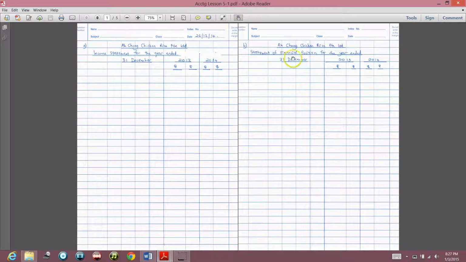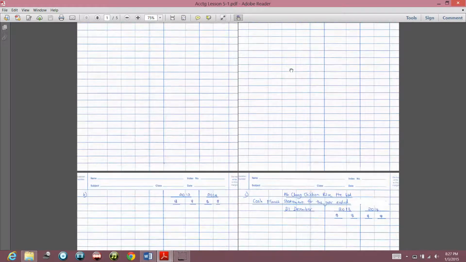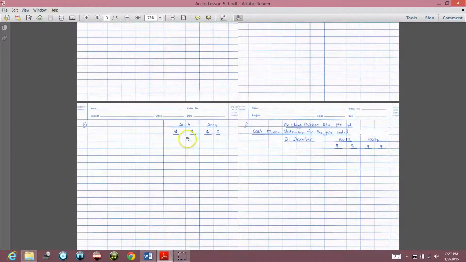For balance sheet, I will need two pieces of paper. So this is also balance sheet, a continuation of balance sheet. I put part B, and I just do 2013 and 2014, two columns, and I draw the line.